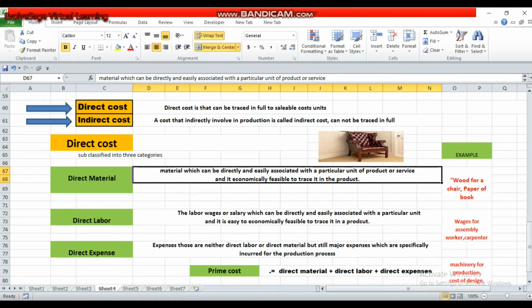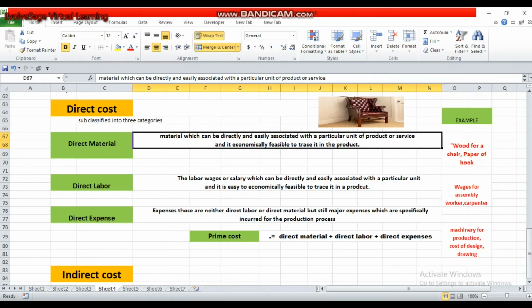In the same way, if again we talk about this chair, we know that the wood that has been consumed in this chair will be consistently consumed in the same quantity for all the products that we produce in this product line. So the wood that will be consumed in this product will be consumed in the same quantity if we produce other products. So this is what direct material actually is, and this is what direct cost actually is.